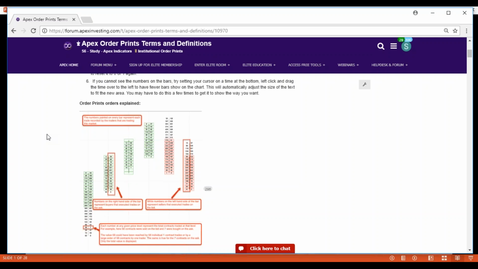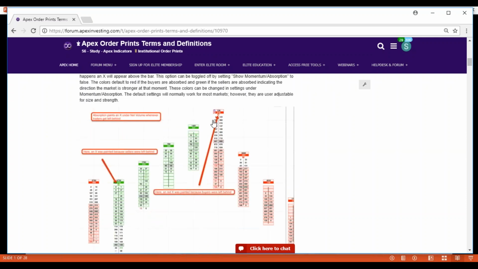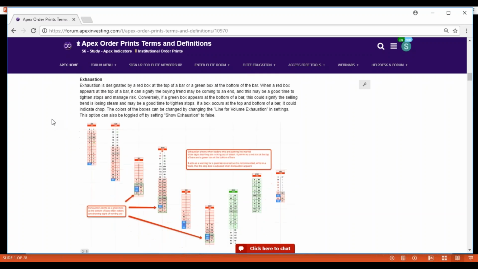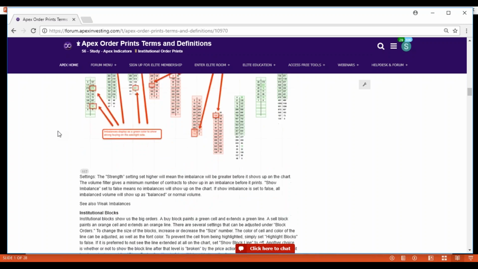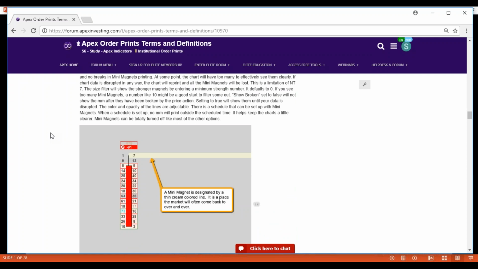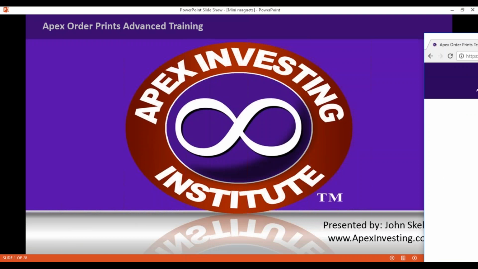The black numbers, what we call balanced volume, and then the terms and definitions are all in alphabetical order. Absorption, which is the X's, acceleration, each and every aspect. Some of you I've seen ask, what are these things printing on order prints, or what does this color mean? It's all in here, piece by piece, step by step. It shows you what it is, a definition of it, arrows of how it looks, a text definition of it, and there are videos on it. All the information is right here, so spend some time and go through it so that you know exactly what it is.